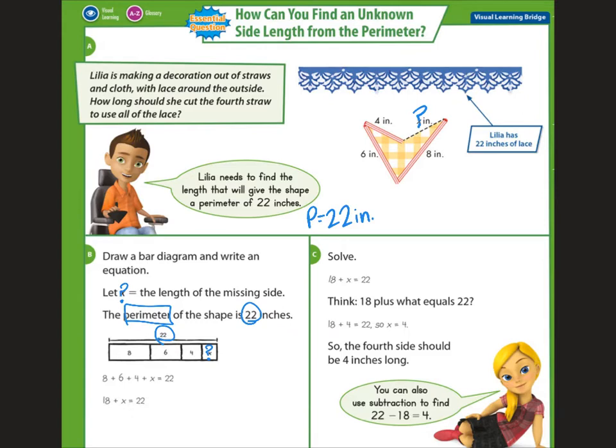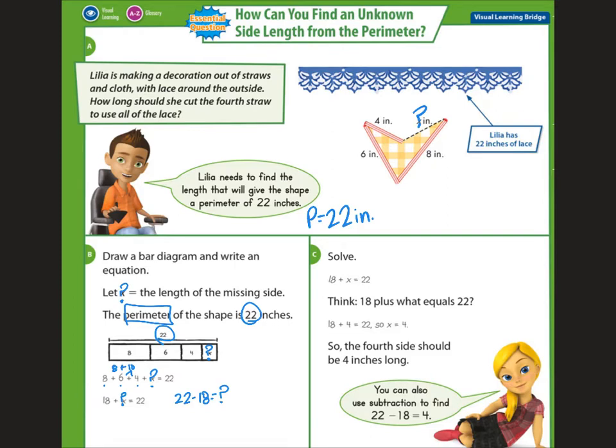So what you can do is add up 8 plus 6 plus 4. We don't know that side yet, but if you add up 8 plus 6 plus 4, let's see what we get. We know that 6 plus 4 is 10, and if I add 8, that gives me 18, okay? So 18 plus whatever this side is going to have to equal 22. So we can say 18 plus something equals 22, or you can say 22 minus 18 is going to give me that missing side right there.